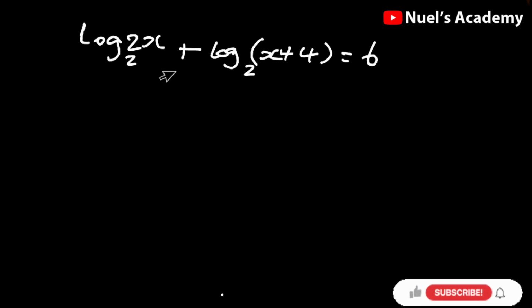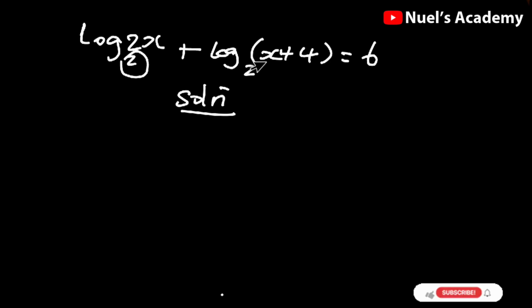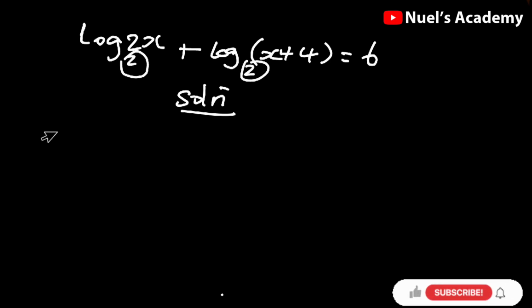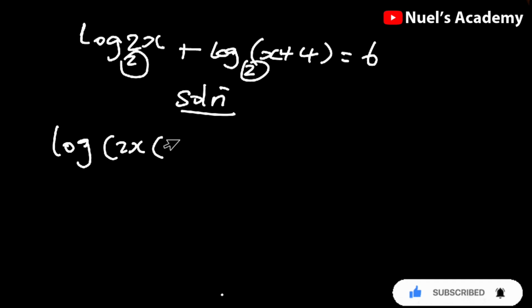So in this question, find the values of x for which log 2x base 2 plus log x plus 4 base 2 is equal to 6. So solution, we're going to apply the laws of logarithm here, and since we have common base here, base 2 and base 2, we are going to multiply these numbers 2x and x plus 4 because this is plus. So we're going to have log 2x multiplied by x plus 4 base 2 equal to 6.